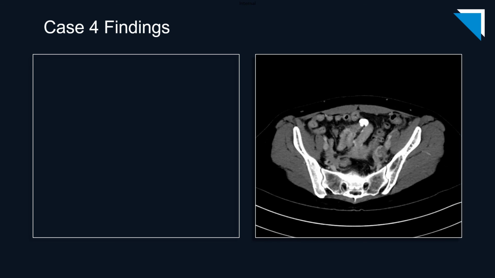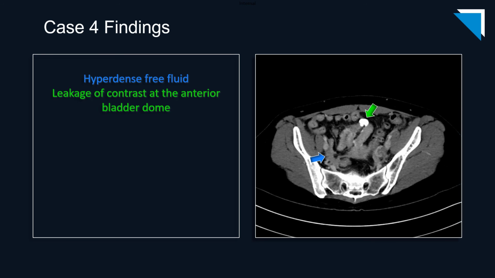On this axial image at the level of the upper pelvis, there is a small amount of hyperdense free pelvic fluid. And there is dense contrast in the anterior pelvis consistent with leakage from the urinary bladder dome. Just a reminder that the correct term here is leakage and not extravasation, which is a term used only when describing the circulatory system.